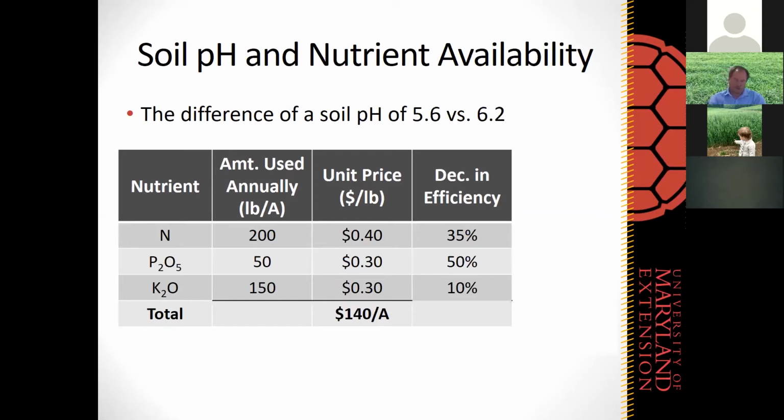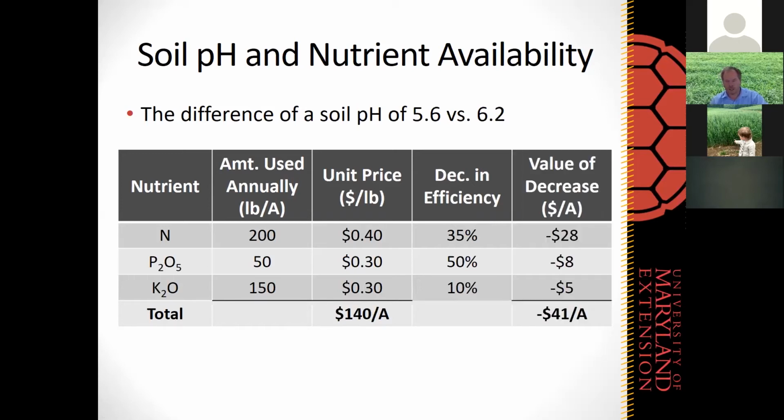But let's say we try to grow that at a pH of 5.6, where we have much less use of those nutrients. In other words, our efficiency is nearly not as good. 35% reduction in nitrogen, 50% in phosphate, and 10% reduction in availability of potash. And you can see we actually have a value of decrease of $41 an acre. So it's actually costing us, by not liming, about 40 bucks an acre.